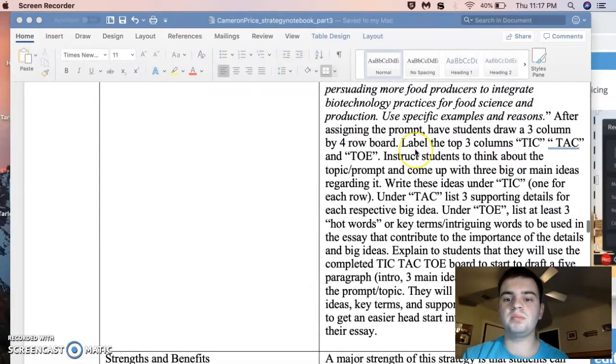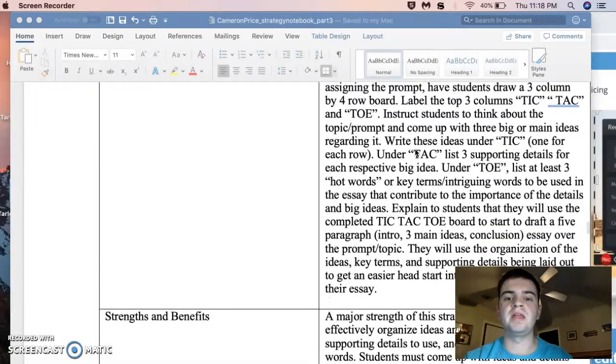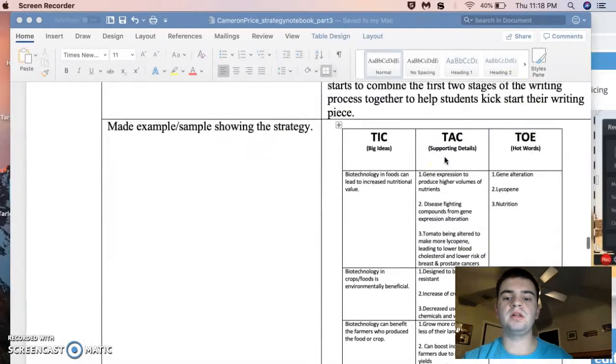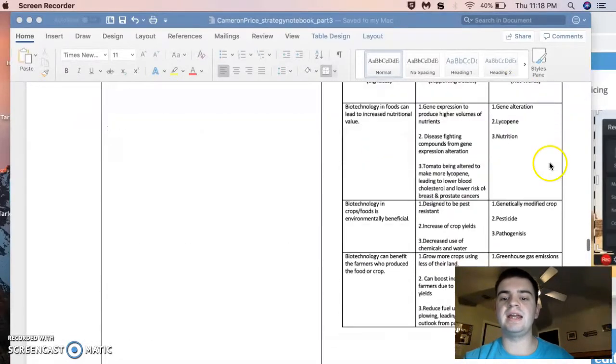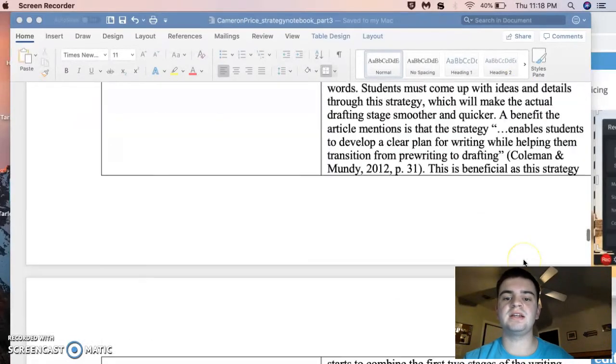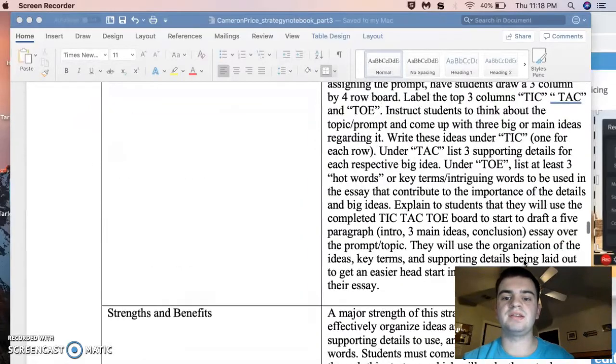After you give them that prompt, have them draw a 3-column by 4-row board. I know that's not a traditional 3x3 tic-tac-toe, but that's where the organization of the board and the tic-tac-toe name of the strategy come from. And it is 3x4, but if you take the top row out, it is 3x3 like tic-tac-toe. So that's also where it gets its name.